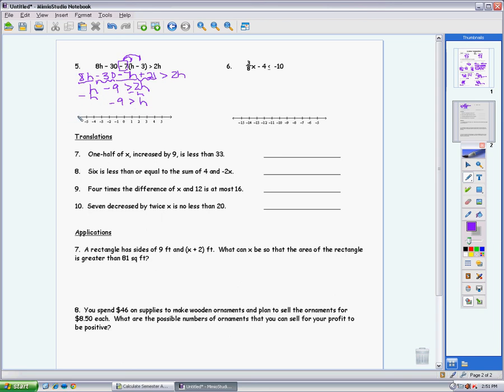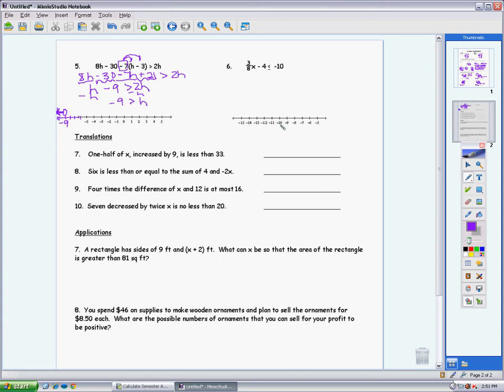Well, I see my number line is not big enough, so I'm going to extend it. 6, 7, 8, 9. H is less than negative 9, so that's going to go off to the left, and I don't have much room here. So that's going to go off to the left.